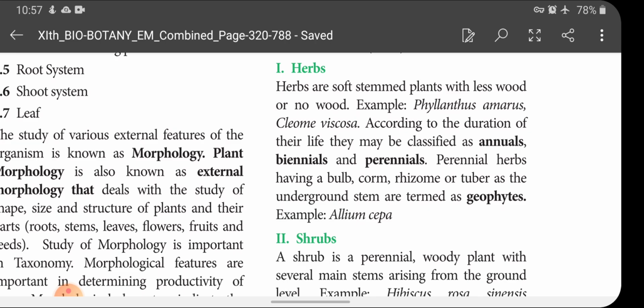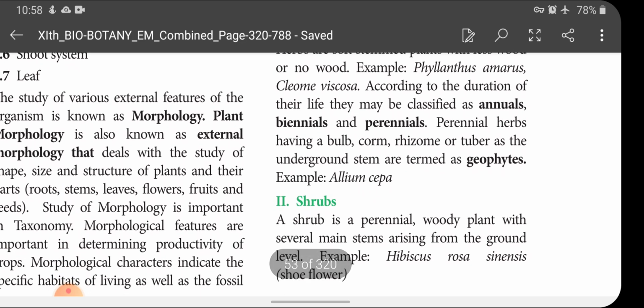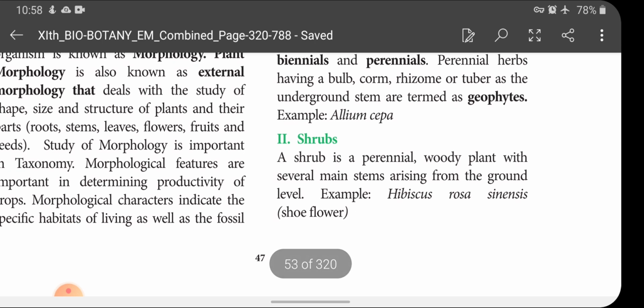According to the duration of their life, herbs may be classified into annuals, that means they live only 1 year. Within this year, they grow, reproduce, and die. This is called annual plants. Biennials, the plant life can be 2 years. In the first year, the plant grows. During the second year, it starts to reproduce. And perennials, the plants which can live for many years. Perennial herbs having a bulb, corm, rhizome or tuber as the underground stem are termed geophytes. Example, Allium cepa. And shrubs.